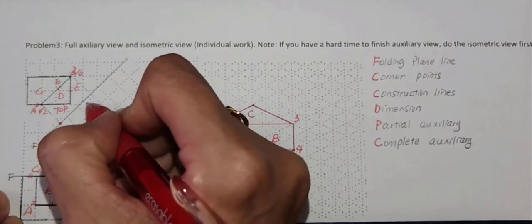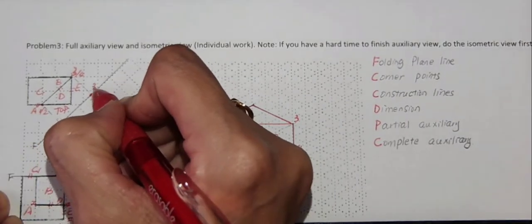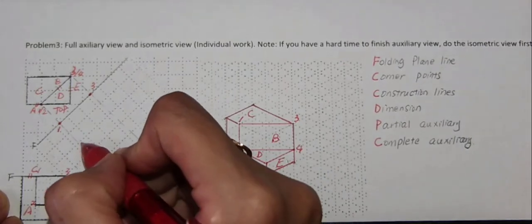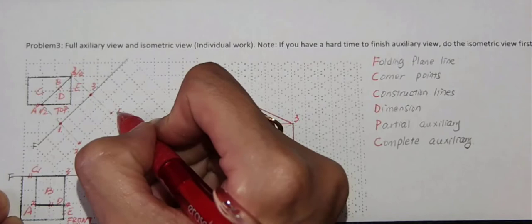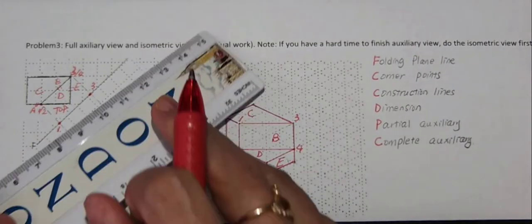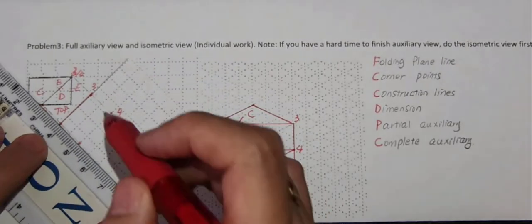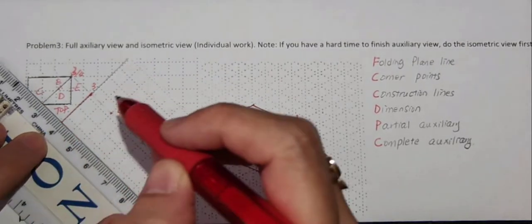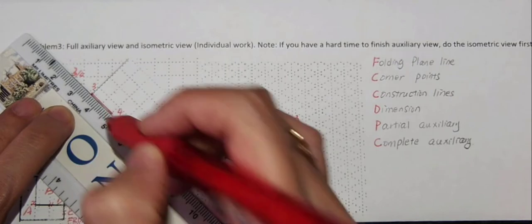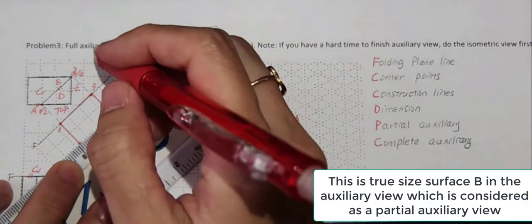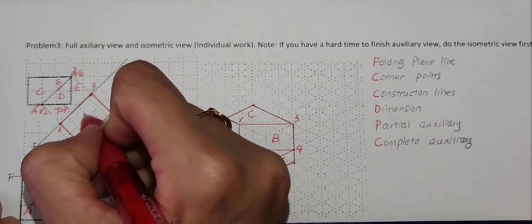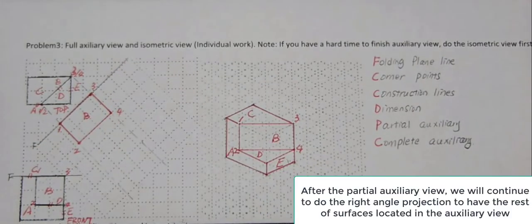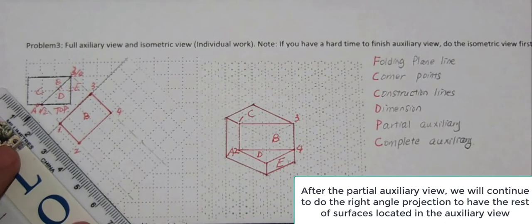By following these construction lines, we can locate the numbers in the auxiliary view. Number 1 and number 3 are on the folding plane line. Number 2 and number 4 are 2 units away from number 1 and number 3 vertically. Once we have 1, 2, 3, 4 located in the auxiliary view, we can connect them in sequence order. This is the true size inclined surface B in the auxiliary view. We call it a partial auxiliary view.